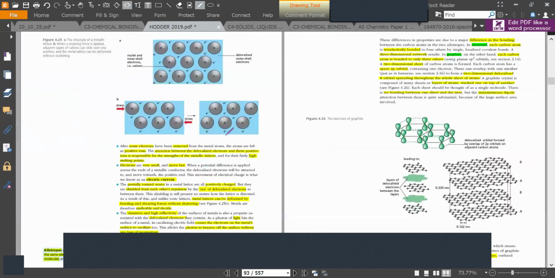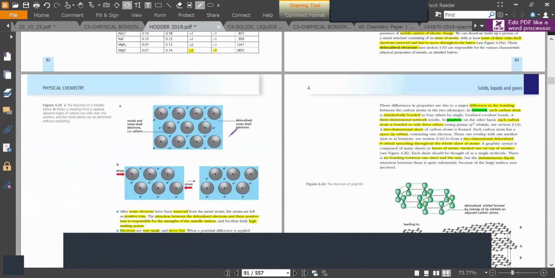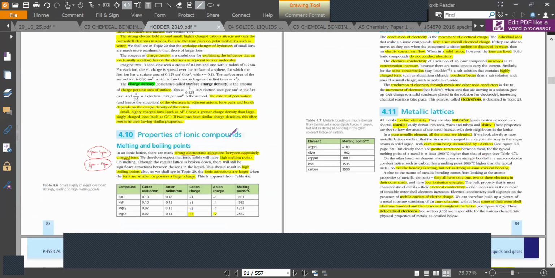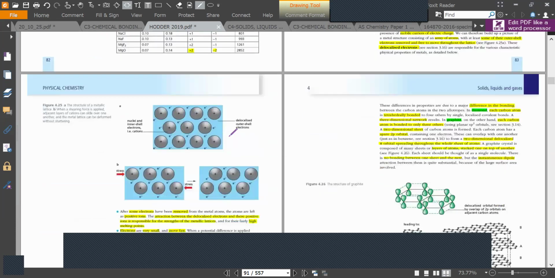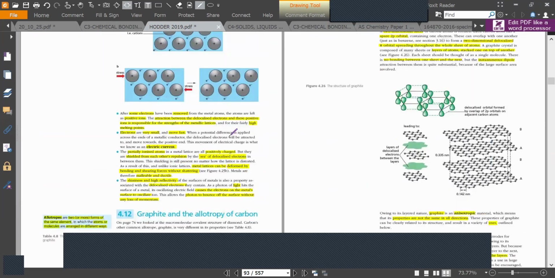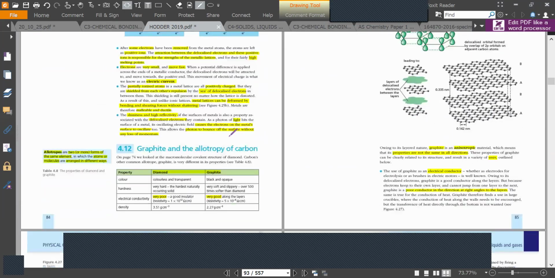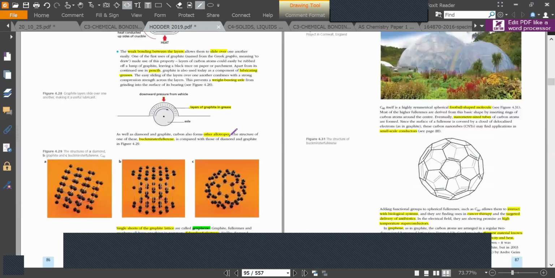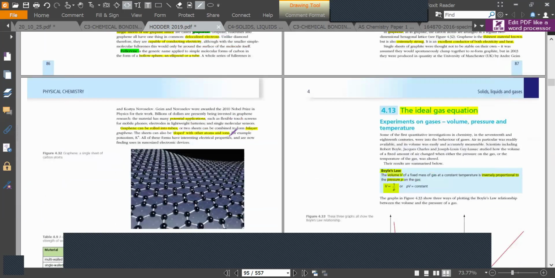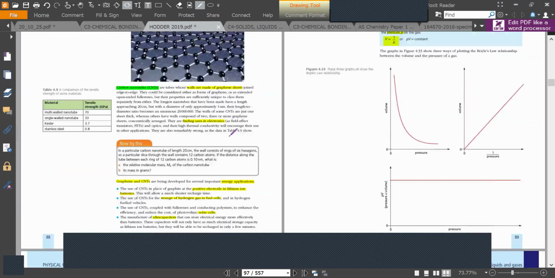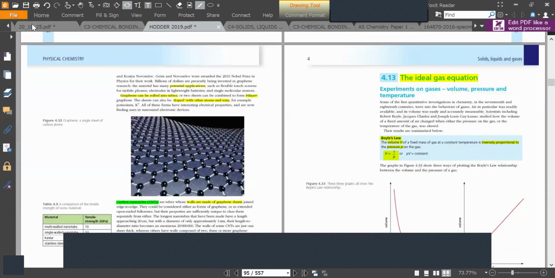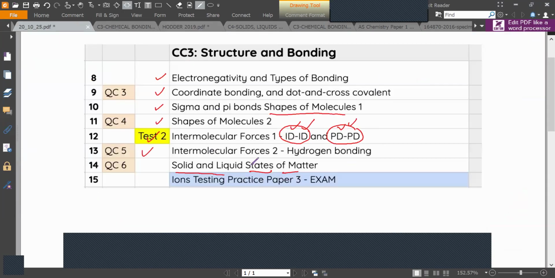This one we are quite familiar with. Ionic compounds, metallic bonding, we are also very familiar, no problem. Graphite, this is fine. And then this is about gas. We don't need to know about gas for now, right? Just solid and liquid, gas not yet. So let us quickly discuss our schedule before we go.